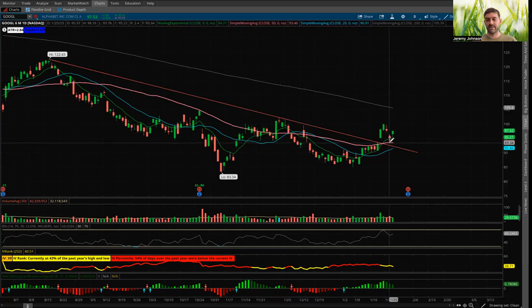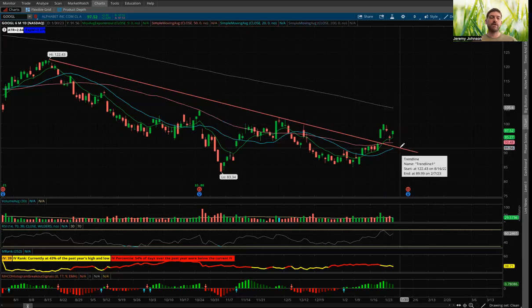Oftentimes, old resistance becomes new support. So he saw that correctly and now is seeing a pivot form with upward confirmation and was asking me about a potential trade and the confirmation of this diagonal support line. So two things immediately jump out to me.